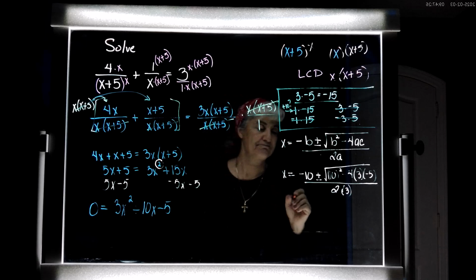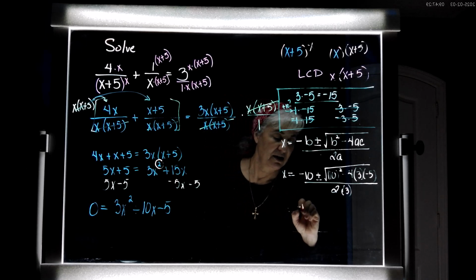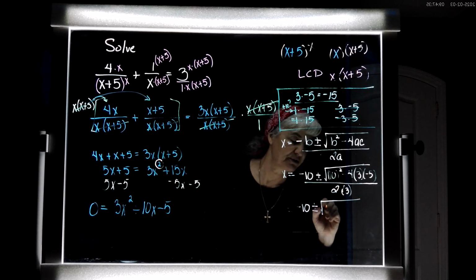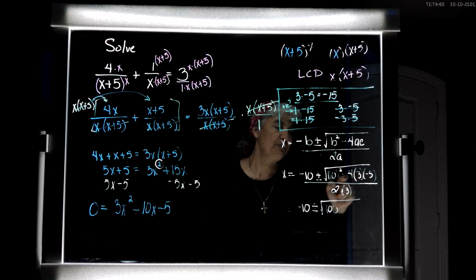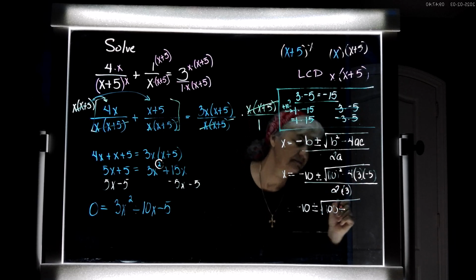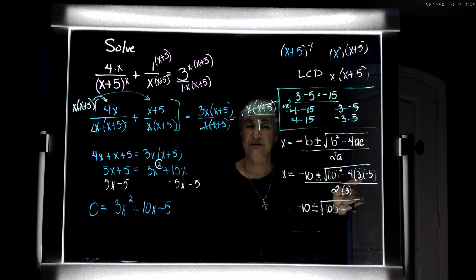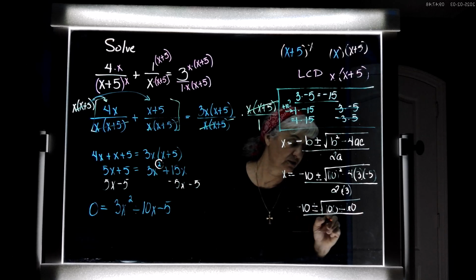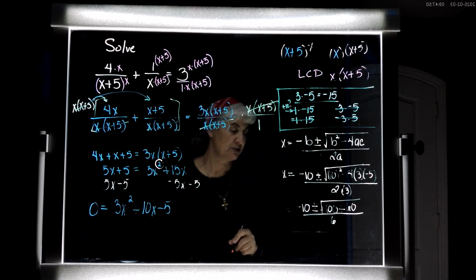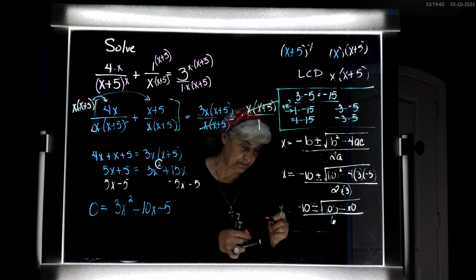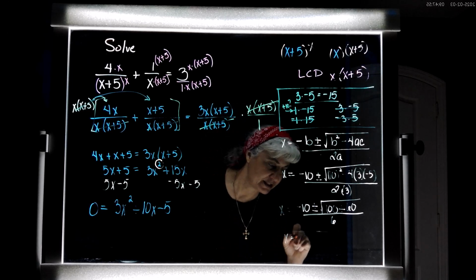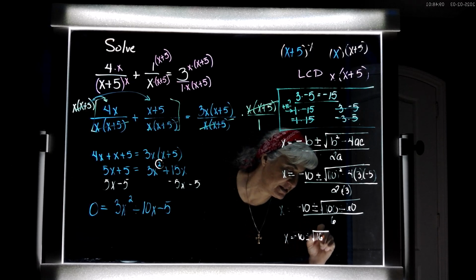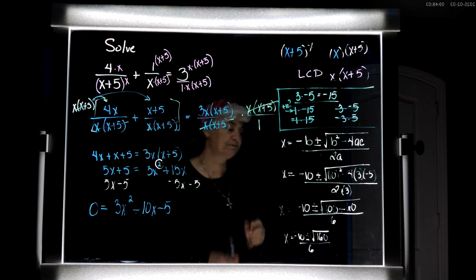Okay, we got work to do. Okay, under the square root, we have 100, right? This is going to be positive because of these two negatives. So 4 times 3, 12 times 5, 60, all over 6, which means I end up with x equaling negative 10 plus or minus the square root of 160 all over 6.